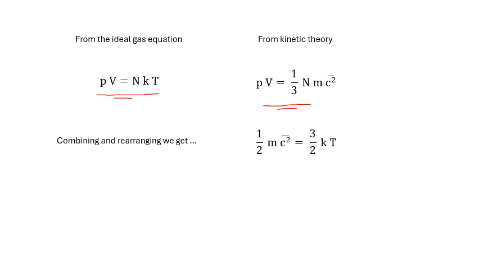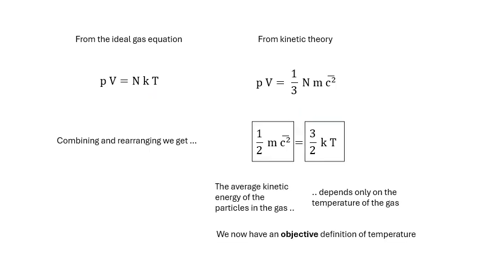Why? Because what have we got on the left-hand side? That's the average kinetic energy. So the average kinetic energy of the particles depends on just one thing, the temperature of the gas. That is the only thing that it depends on. So the average kinetic energy of the particles is directly proportional to the temperature of the gas. So we have an objective definition of temperature. We know what temperature means.